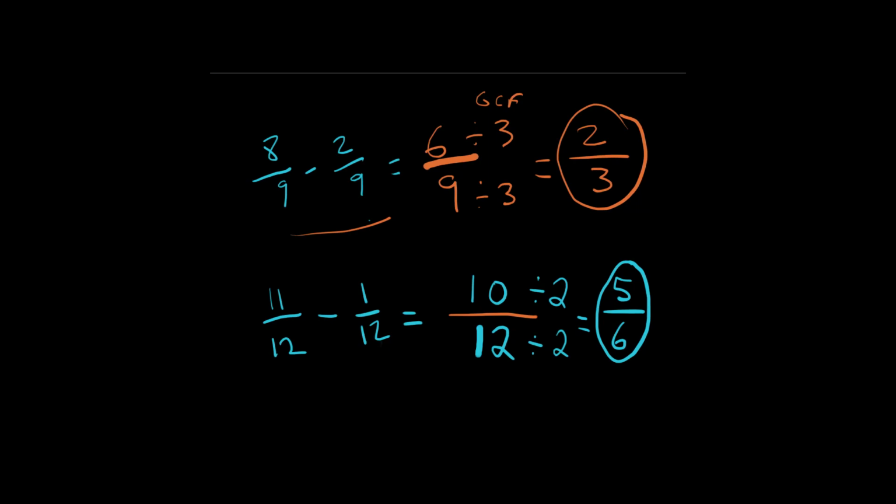So you see when we simplify, we started with 9s and we end up with a 3. We started with 12s, we end up with a 6. So when you do simplify, sometimes your denominator will change because we're changing out the parts. All right, let's look at one last example.